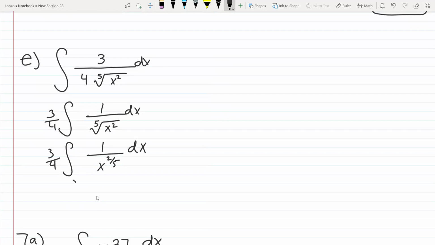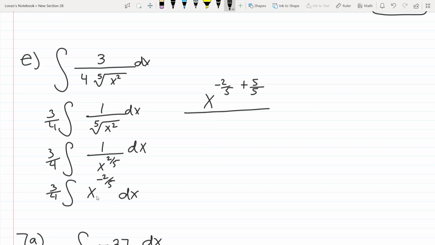And then what I'm going to do is rewrite it as a negative power. So this is going to be expressed as x to the negative 2/5. And then apply the power rule. So negative 2/5 plus 1, or 5 over 5, divided by that power. So that would be 5 minus 2, which is 3/5. So that is x to the 3/5 divided by 3/5. So that could be written as x to the 3/5 divided by 3 over 5.